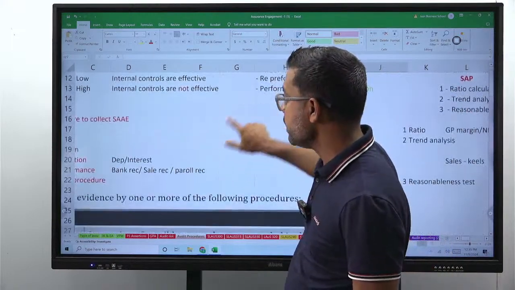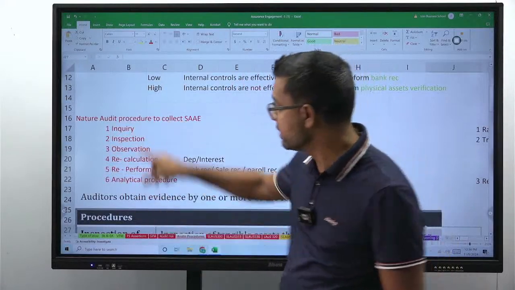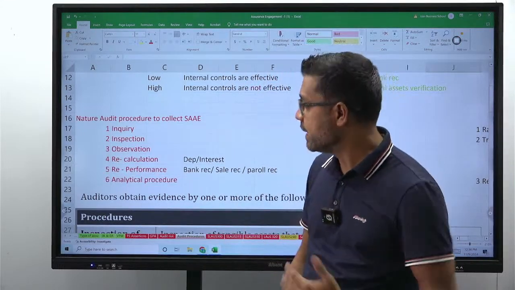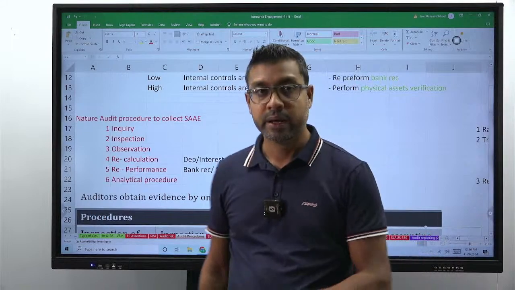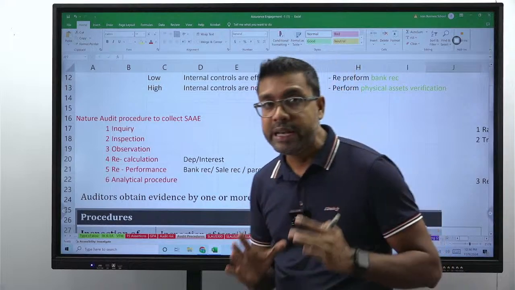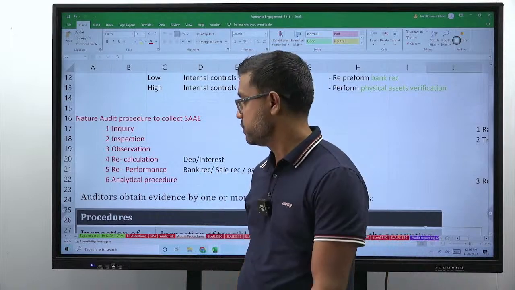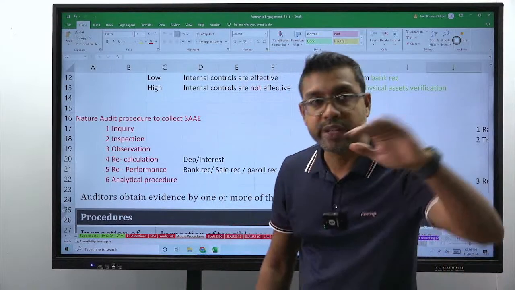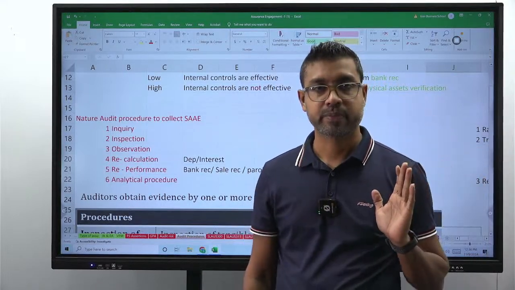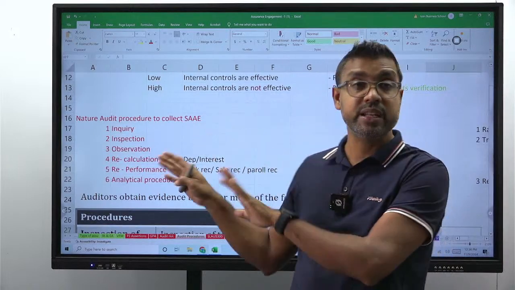Basically, these are the procedures, or these are the nature of audit procedures. You can see 6 natures of audit procedures. I will come to that later. Inquiry, inspection, observation, recalculation, reperformance, analytical procedures. Remember, the auditor can collect sufficient appropriate audit evidence, or identify risk, by performing only these 6. Either through inquiry, inspection, observation, recalculation, reperformance, or analytical procedures. These are the real audit procedures, or nature of audit procedures, to collect sufficient appropriate audit evidence.